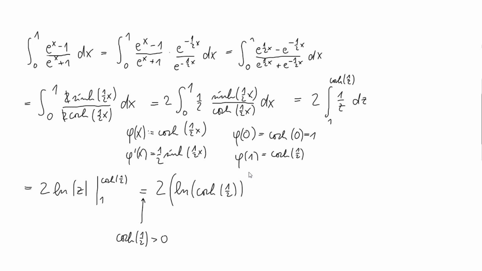And now we need to subtract the natural logarithm of 1. So we know this is just 0. So what we end up with is just 2 times the natural logarithm of the cosh(1/2).